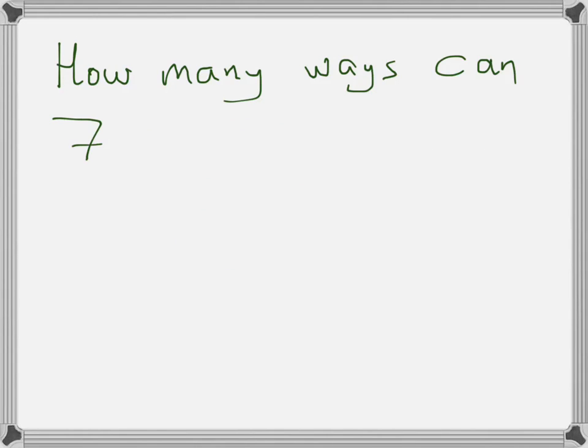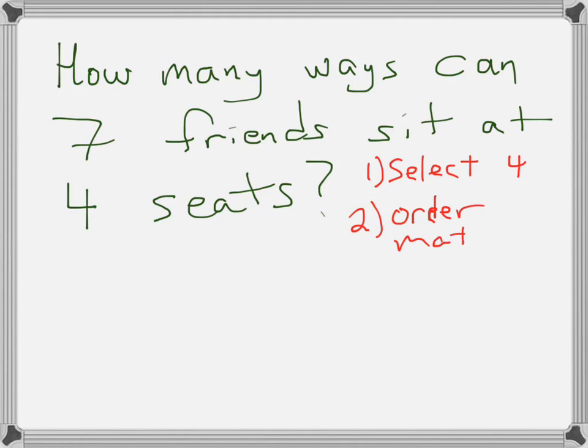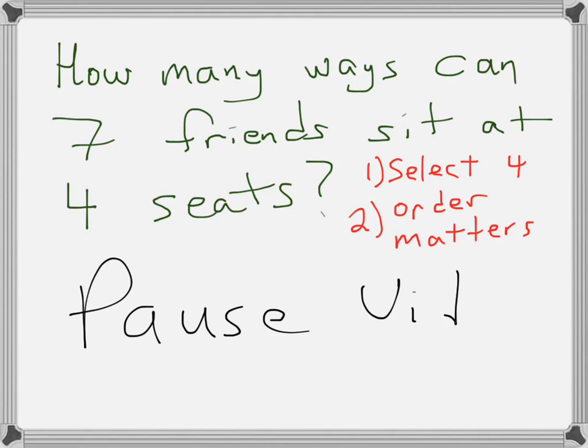How many ways can 7 friends sit at 4 seats? So the first part is that we are selecting 4, and order matters. So this is indeed a permutation. So pause your video and try to figure out on your own how many ways we can fit this requirement.